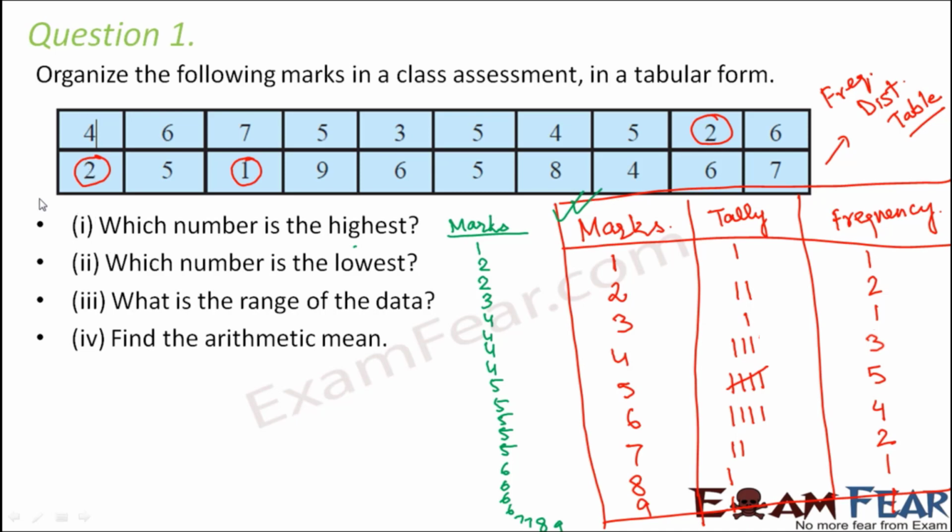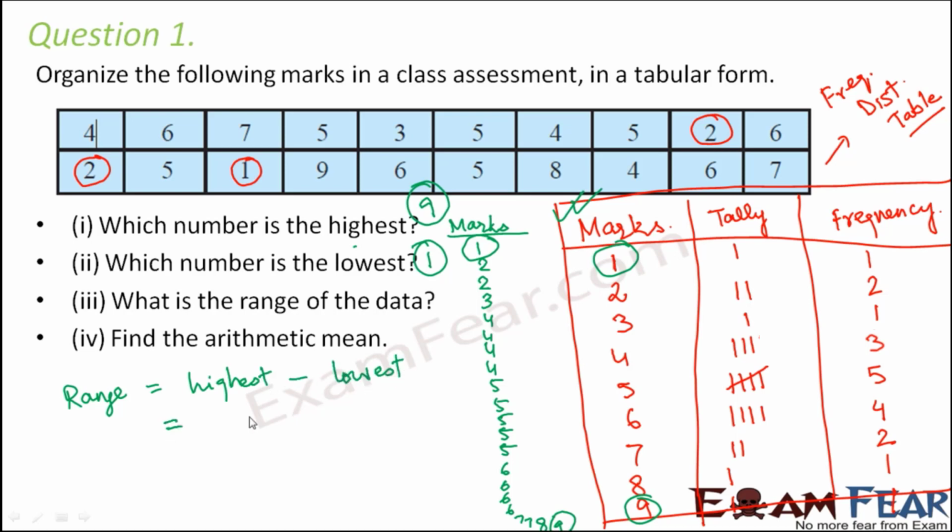Now let us try to answer the questions. Which number is the highest? Looking at both the tables, you can very easily say. The number at the end, that is 9. So the highest number is 9. And which number is the lowest? Again, the first number, that is 1. So 1 is the lowest. What is the range of data? I have already defined range. Range is always the difference between the highest number and the lowest number. So highest minus lowest: highest is 9, lowest is 1, so range will be 8.